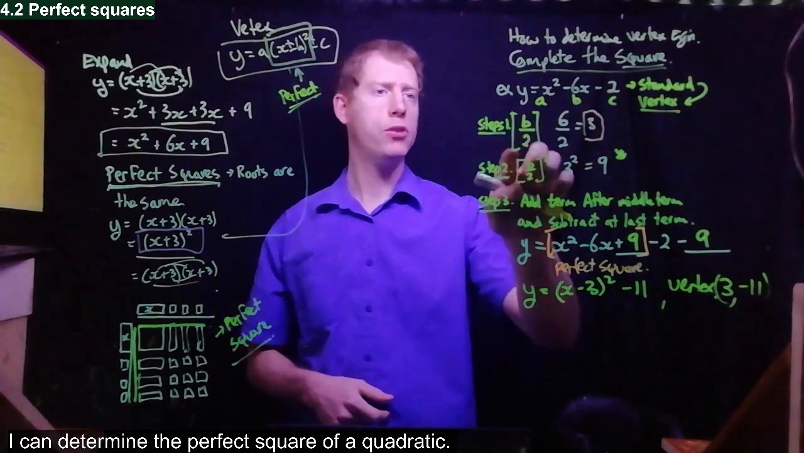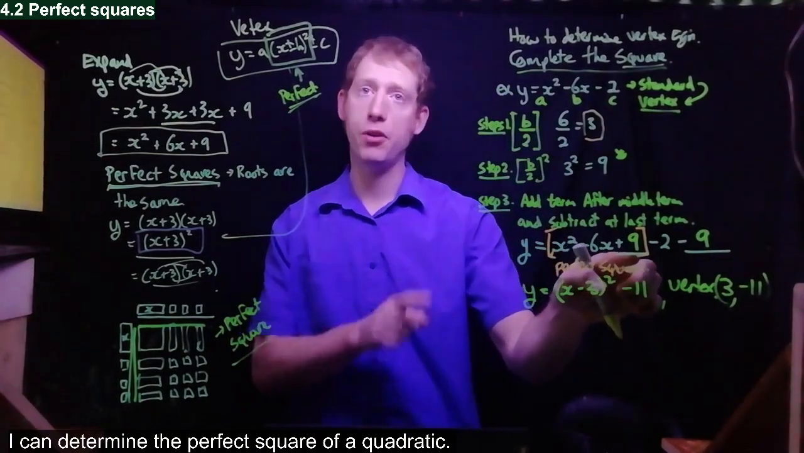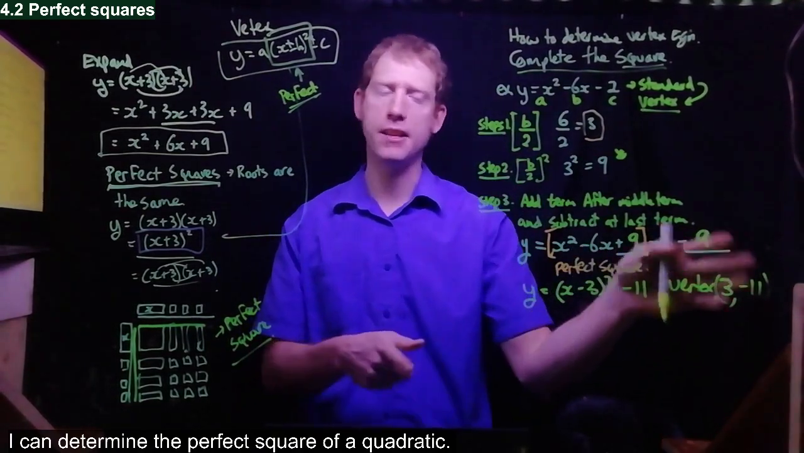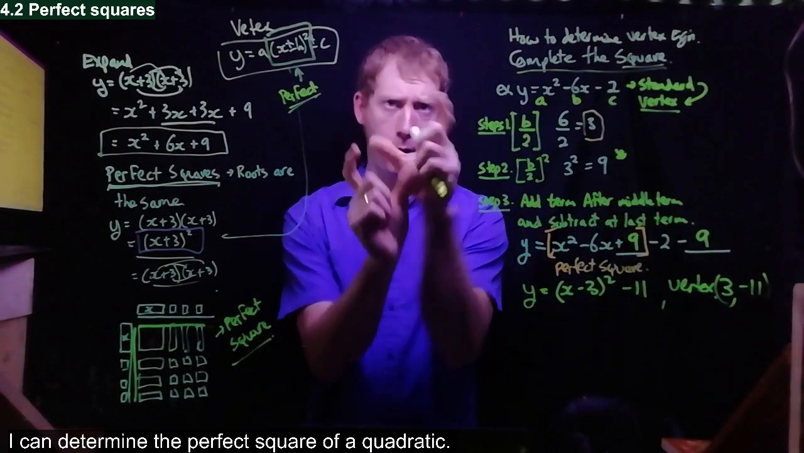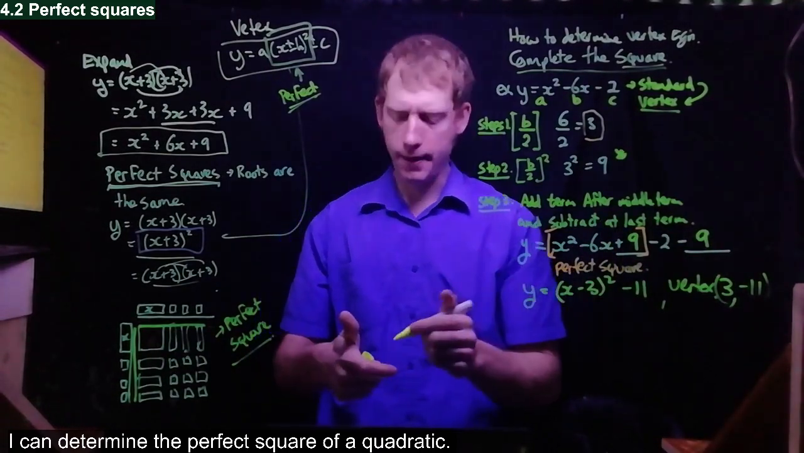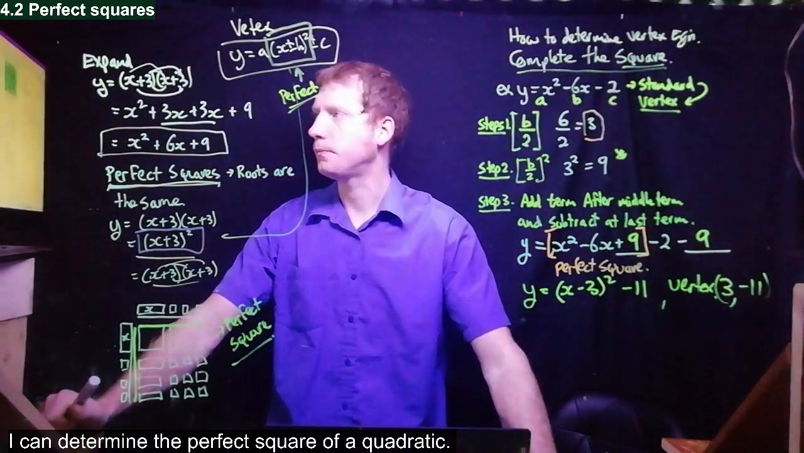Okay, there's 3 steps. You take the middle term, divide by 2, you square it, then you're going to add it after the middle term and subtract it from the last term. The first 3 terms are going to reduce into a perfect square, and we can write it there. And that leads us to a couple of equations.